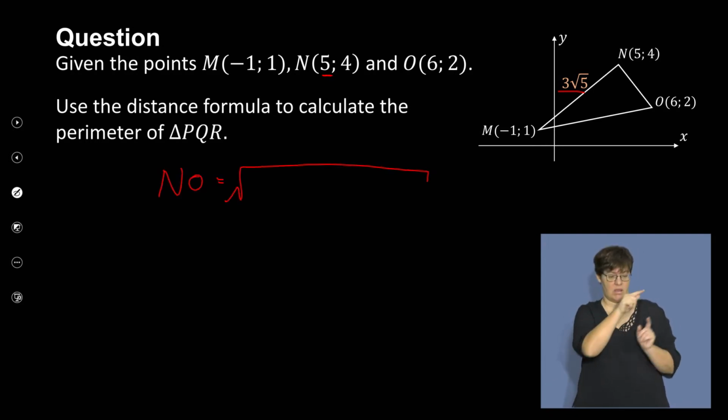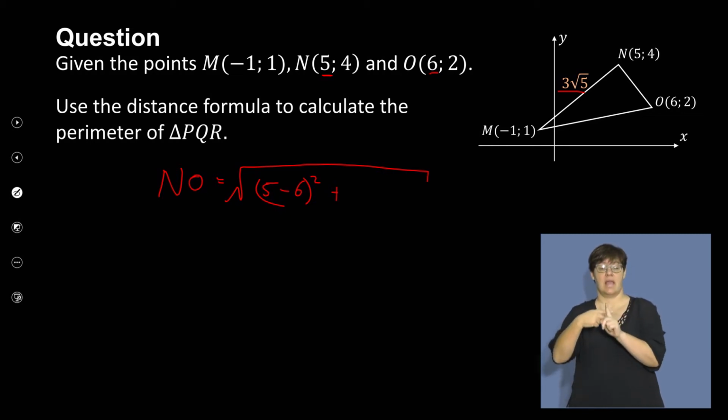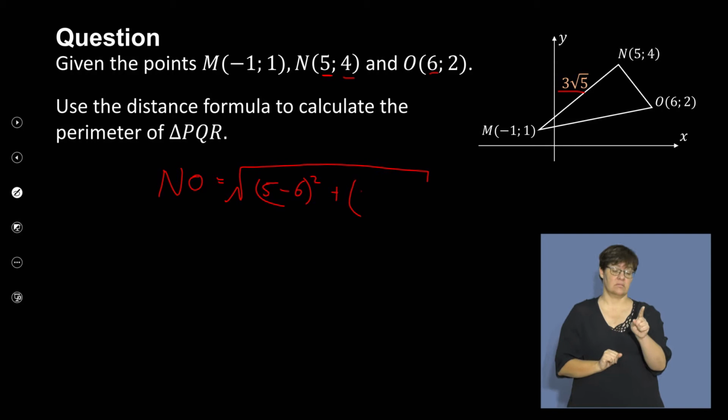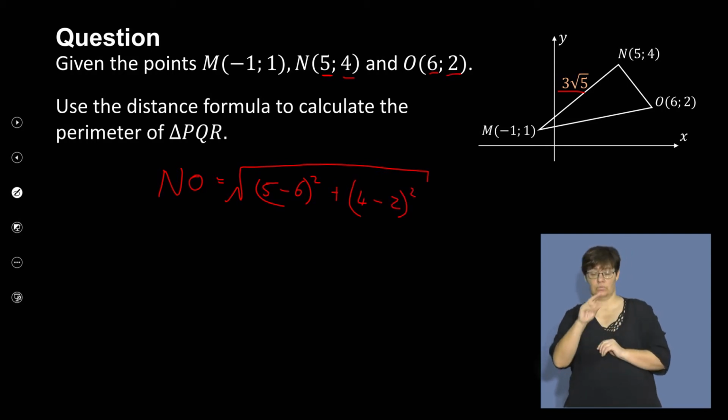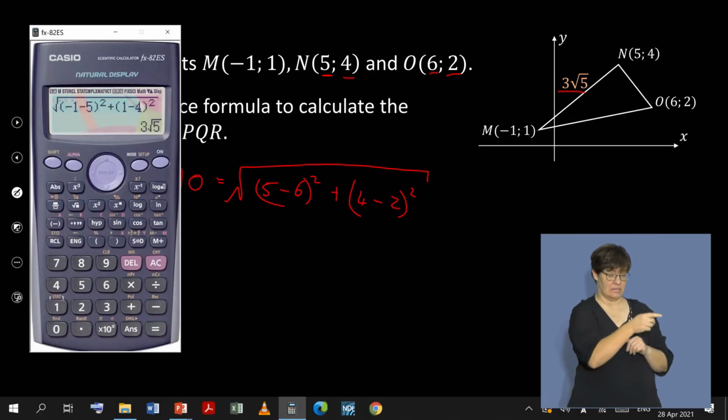I'm going to do the x value of N, subtract the x value of O, and square it. Then I'm going to add the y value of N minus the y value of O, and square that. Again, I'm just going to put this straight into my calculator.